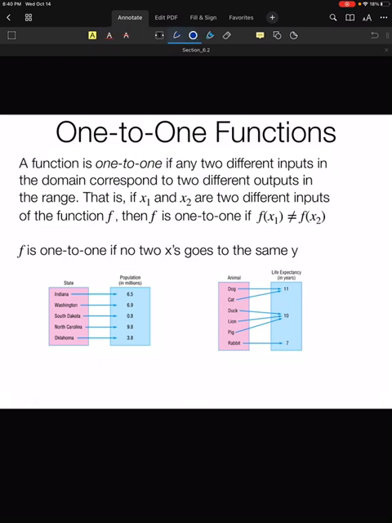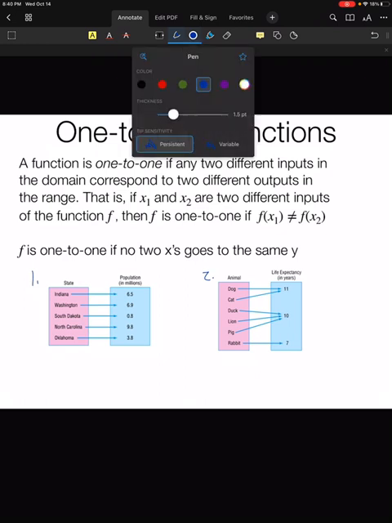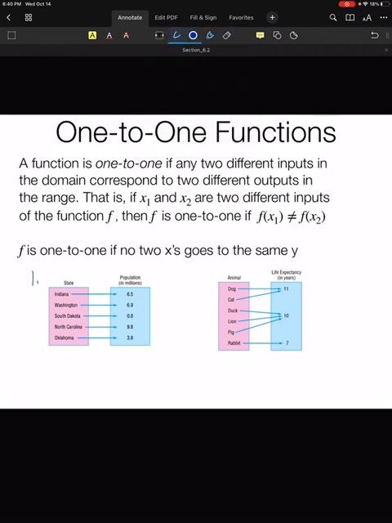I'll call them 1 and 2, and we'll look at number 2 first. Number 2 here is an example of a regular function. For a regular function, one x has to go to one y.